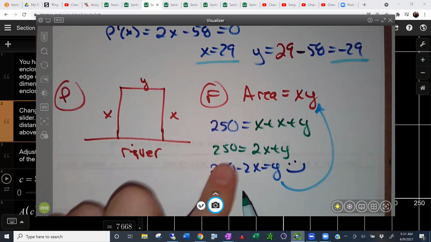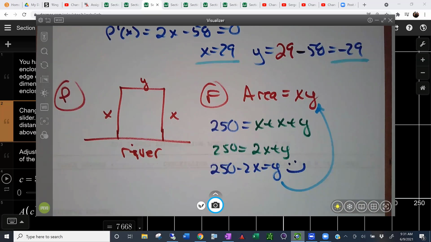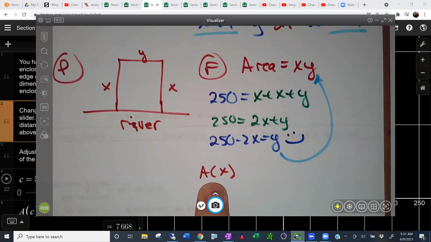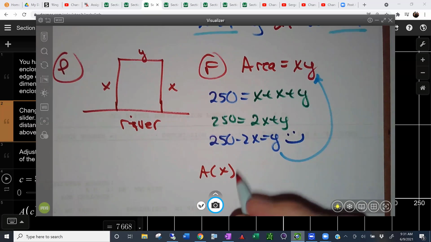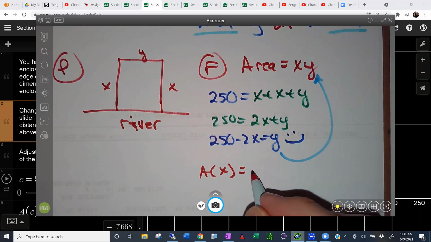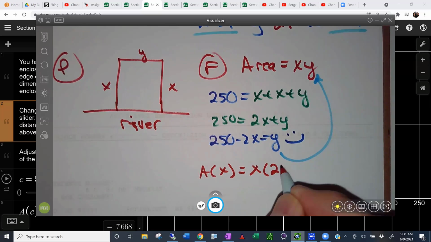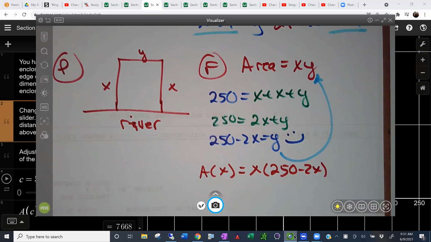So our area formula now can be written with one variable. Let me call it A of x, just to celebrate the fact that we're writing this function dependent on one variable. A of x equals x times (250 minus 2x). Beautiful. So picture, function. Boy, it's hard to get this function without a good picture. And it doesn't have to be really spectacular. Certainly mine is not.